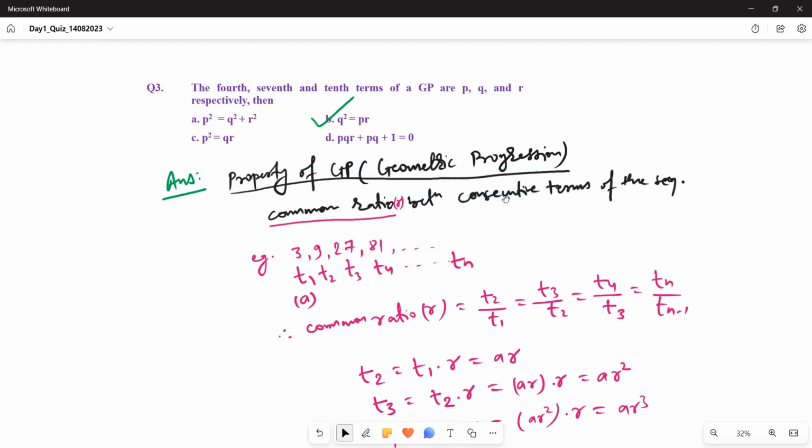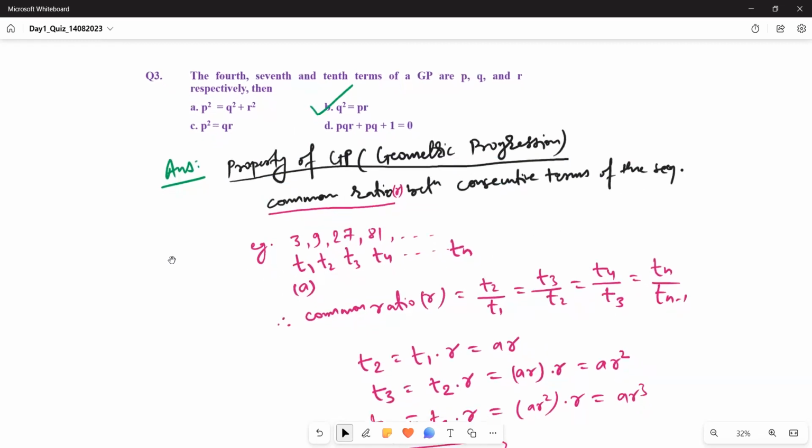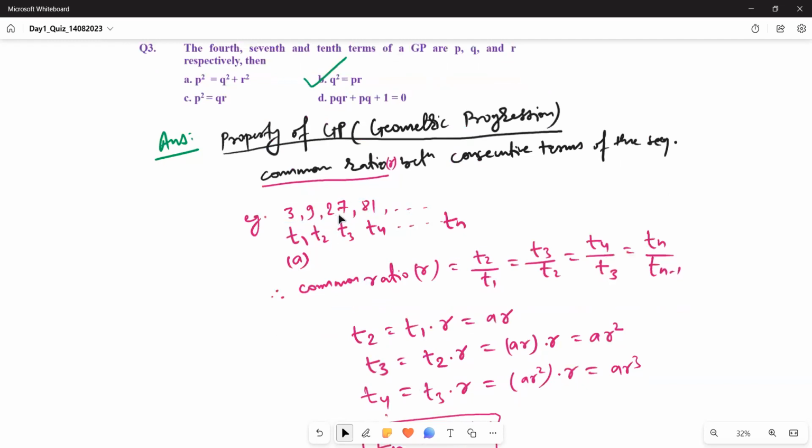In geometric progression we have a common ratio, right? And also we have a mean, that is the geometric mean. The property of geometric progression is that we have a common ratio between consecutive terms of the sequence. For example, if we have the sequence 3, 9, 27, 81 and so on, the first term is T1, that is 3. The second term is 9, that is T2. The third term is 27, that is T3, and the fourth term is 81, that is T4, and so on, up to Tn terms, right? That is the nth term. Also note that the first term in our geometric progression, we denote it by a, also with T1.